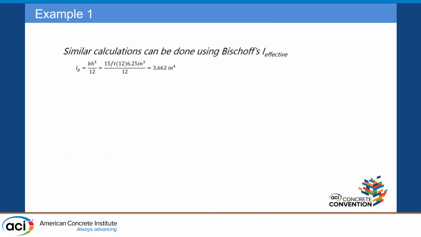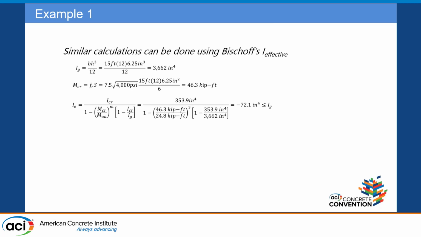So let's do the same equations with Bischoff's method. Again, there's software out there that facilitates this, and you can push the little button and get these kinds of results. And so you get I effective, which is from Bischoff. Nothing wrong with Bischoff's equation here, but notice that we get an I effective and we get a negative value.